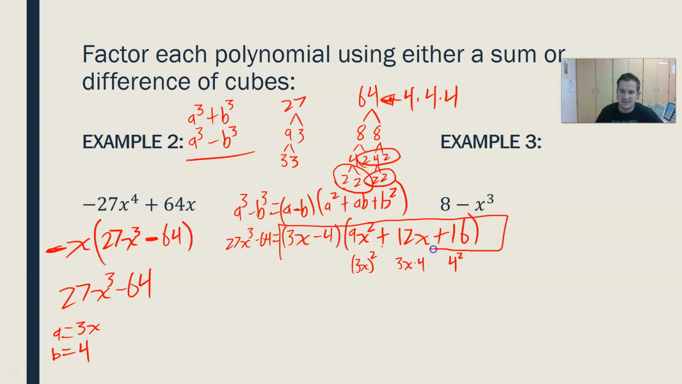So that is the factored version of that difference of cubes: 3x minus 4 times 9x squared plus 12x plus 16. And now if I wanted to, this is a quadratic equation, so I could use the quadratic formula to solve that part. If I wanted to finish solving and factoring this, I would be able to solve this quadratic part using the quadratic formula.